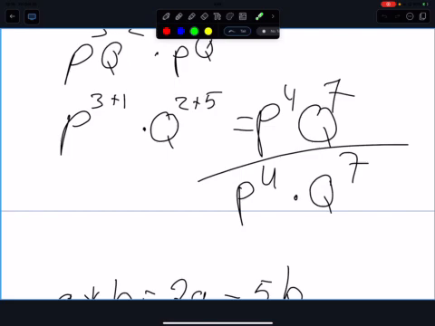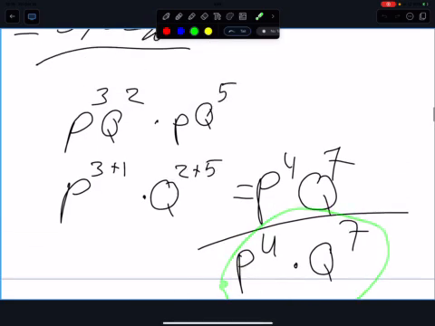Some people did it the second way. They said P to the power of 4 multiplied by Q to the power of 7. It's also fine. The way you should make it in the test is like this.